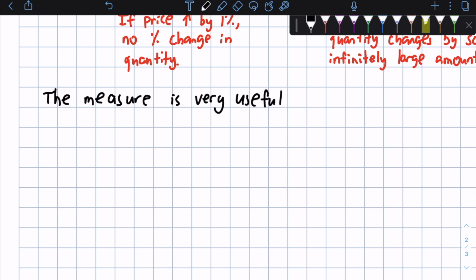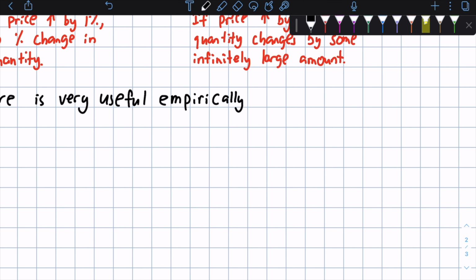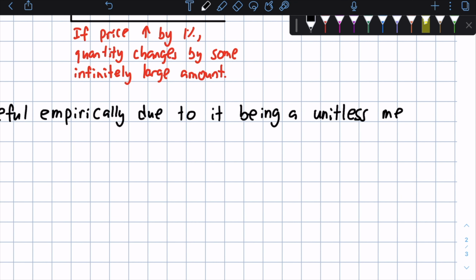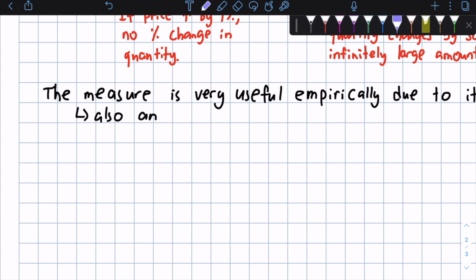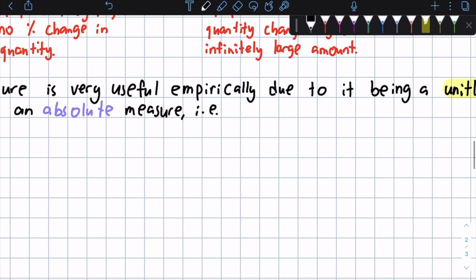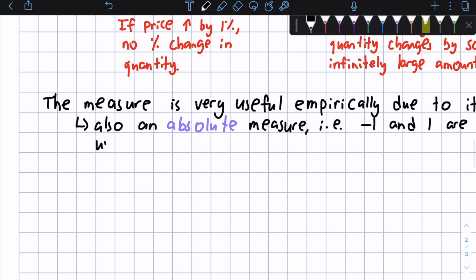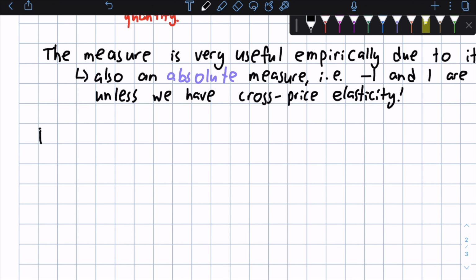So this measure is very useful empirically, and the main reason is that it doesn't have any units. It's a no-units measurement, and various elasticity measures have different ranges but mean different things. In absolute terms, -1 and +1 are the same in the price elasticity measure, but with cross price elasticity, this is not quite the case. Let's take a closer look at price elasticity first.